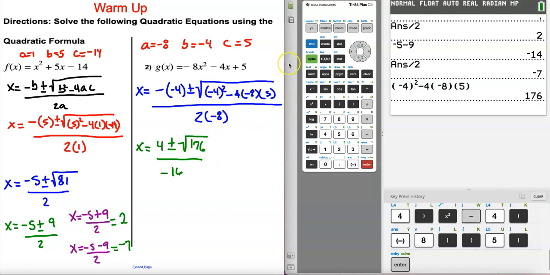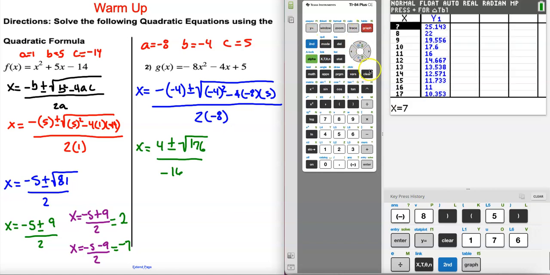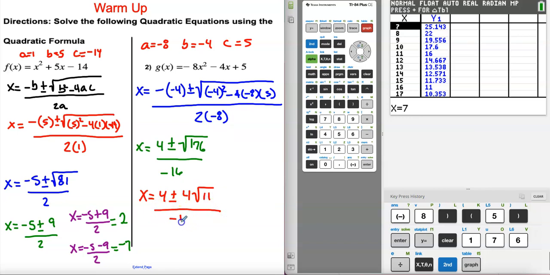Now I have to simplify the square root of 176. To save time, I use the table function, dividing 176 by x to find my factors so I can break this down. I see 11 and 16, so I'm going to use 11 and 16. This now gives me x is equal to 4 plus or minus the square root of 11 and 16. 16 is a perfect square, so this is going to be plus or minus 4 times the square root of 11, divided by negative 16.